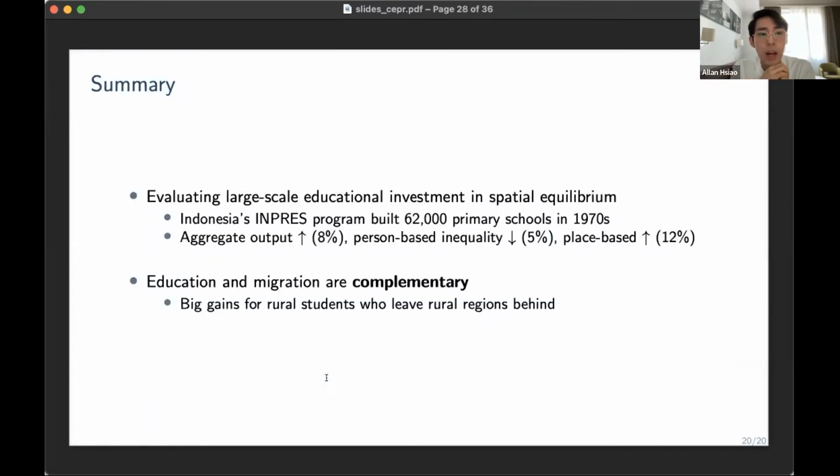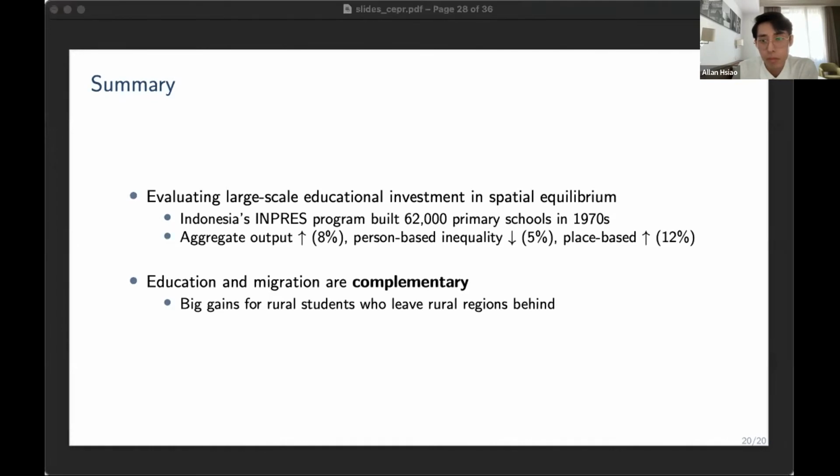Okay, so just to summarize, what I've done here is presented a paper on evaluating large-scale educational investment in spatial equilibrium, thinking about both aggregate and distributional effects. And what I've really wanted to stress is this complementarity between education and migration. Thank you.